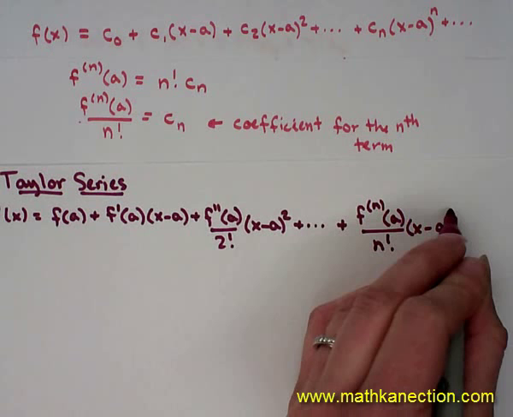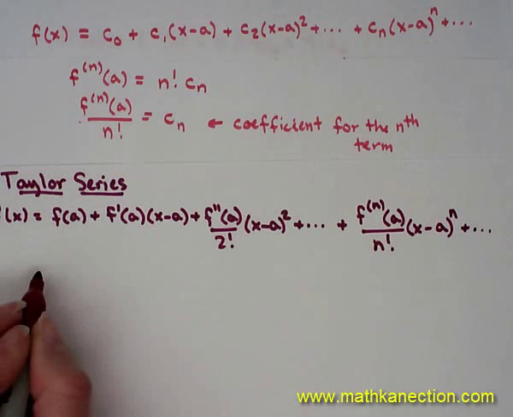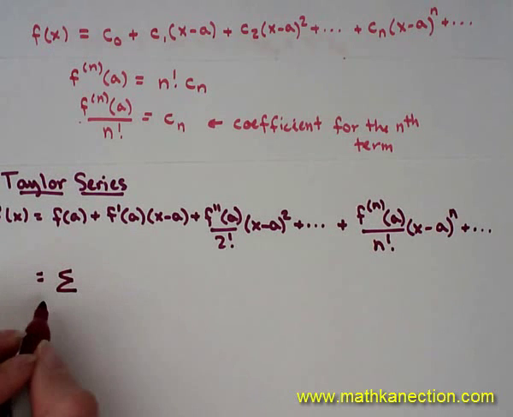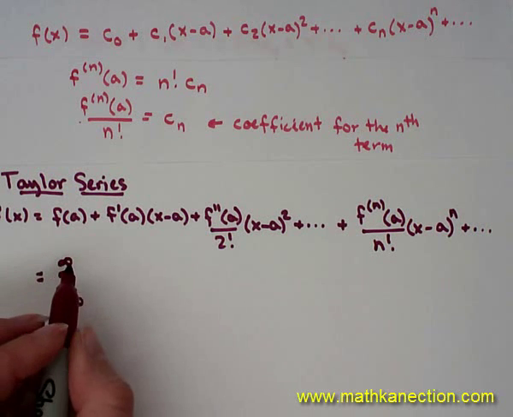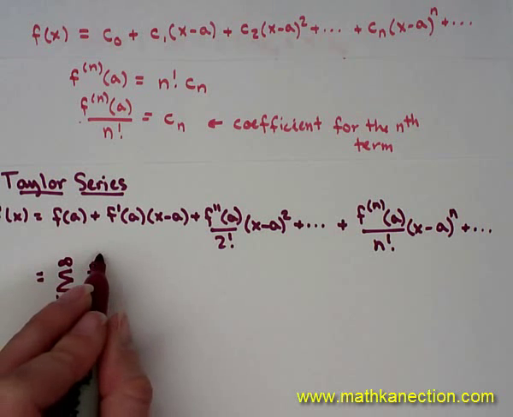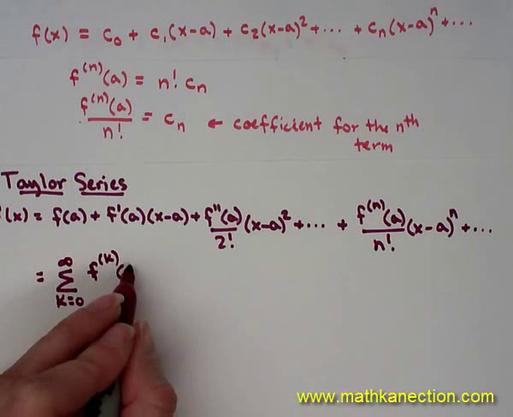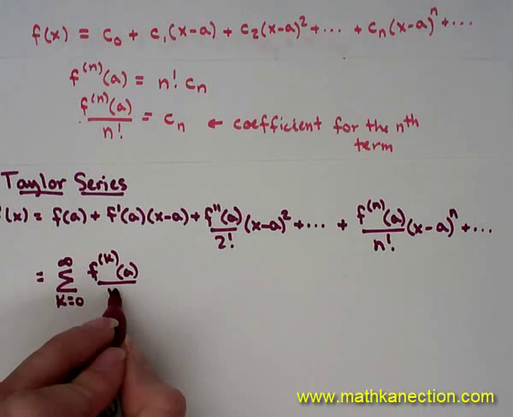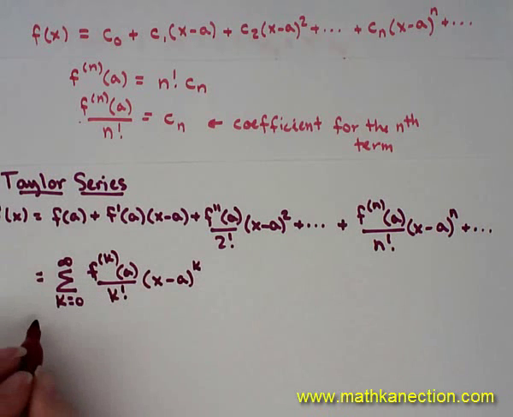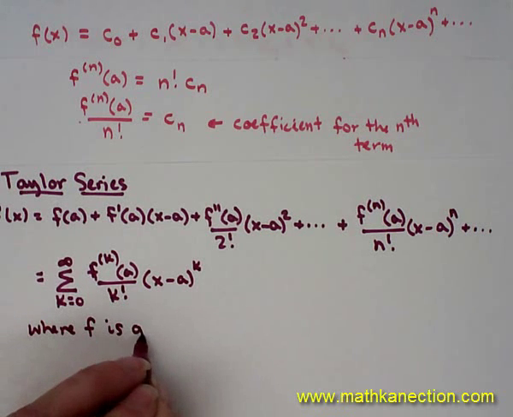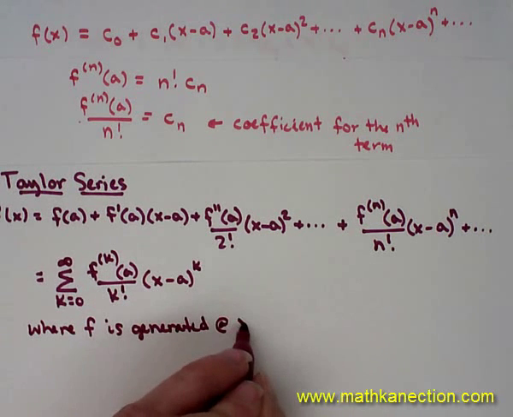So replacing the c sub n with that formula of the nth derivative of f at a over n factorial, that's the summation of k equals 0 to infinity of the kth derivative of f at a over k factorial times (x minus a) to the kth. And so this is the Taylor series where f is generated at x is equal to a.